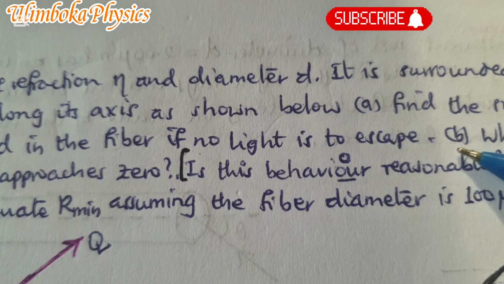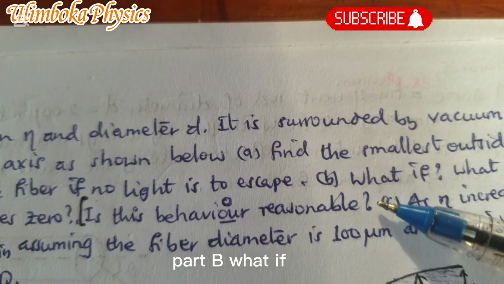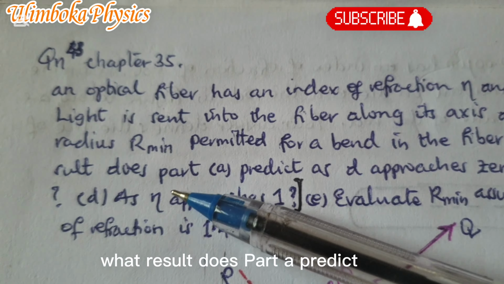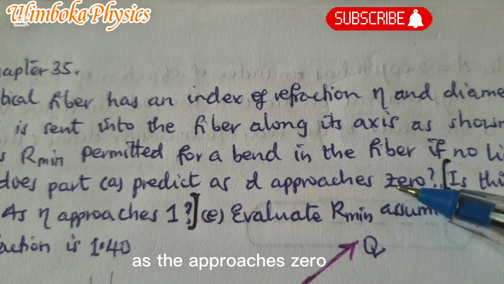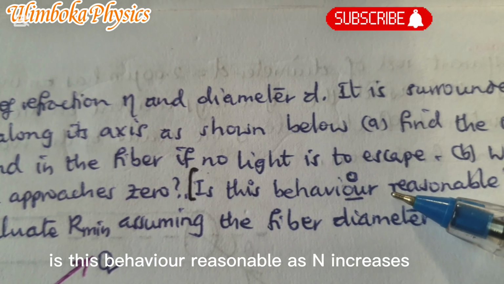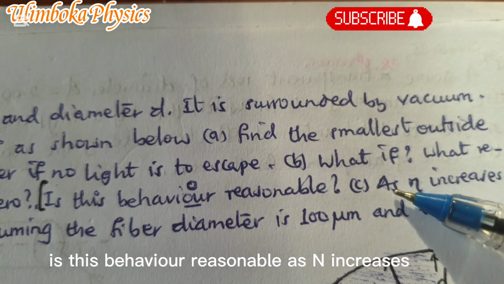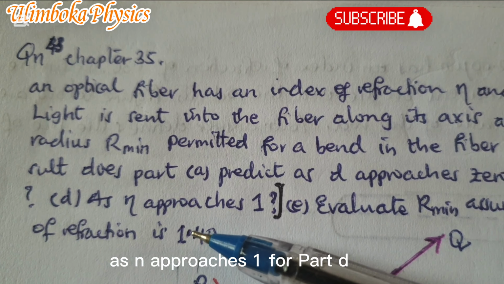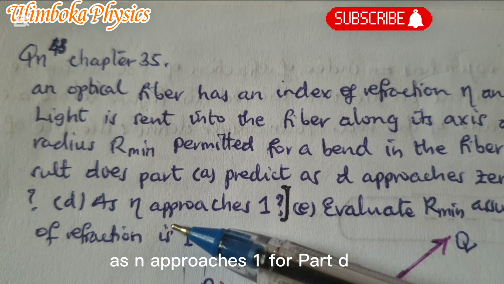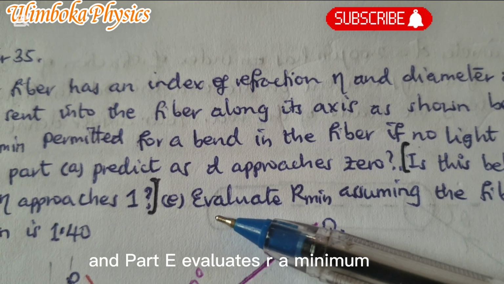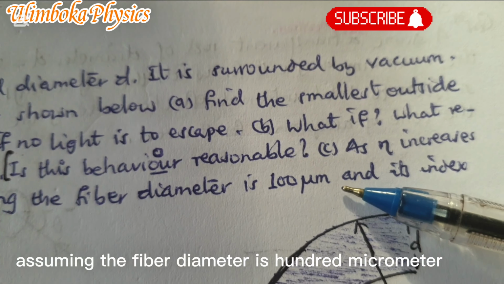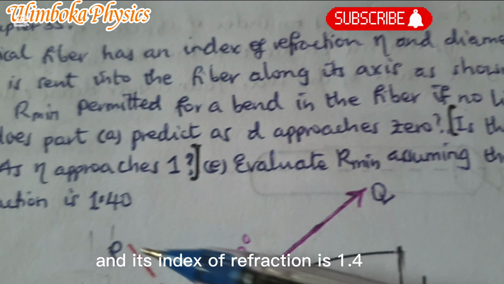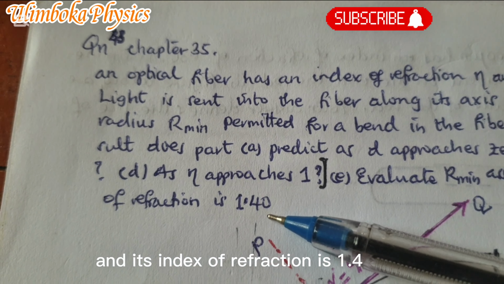to escape. Part B. What result does part A predict as D approaches 0? Is this behavior reasonable? Part C. As n approaches 1, part D, and part E evaluates R minimum assuming the fiber diameter is 100 micrometer and its index of refraction is 1.4.